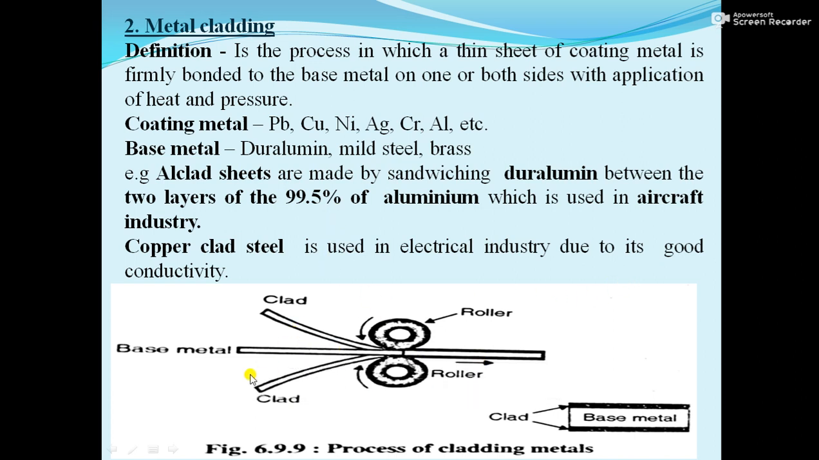The cladding is done by a sandwich of protecting layer and the base metal, which are passed through the roller and bonded under the action of heat and pressure. Example, aluminium clad sheets, widely used for the aircraft industry, are made by sandwiching duralumin between two layers of 99.5% pure aluminum. In this way, the cladding is done.